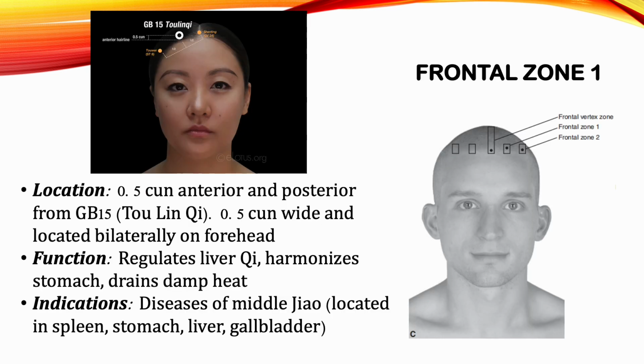Frontal zone 1. 0.5 cun anterior and posterior from Gallbladder 15. It is 0.5 cun wide and located bilaterally on the forehead. Regulates the liver qi, harmonizes the stomach, and drains damp heat. Used to treat diseases of the middle jiao, such as diseases located in the spleen, stomach, liver, and gallbladder.